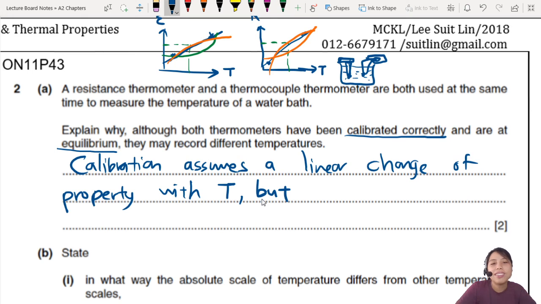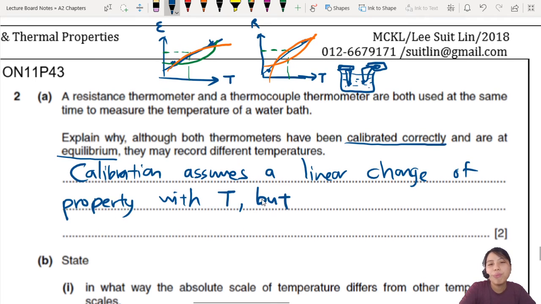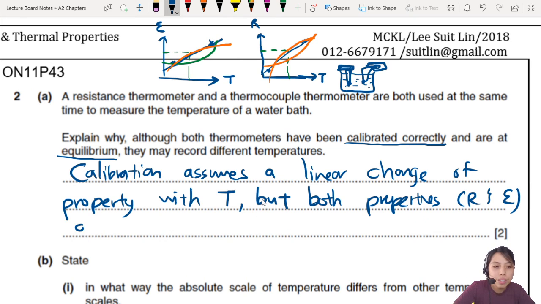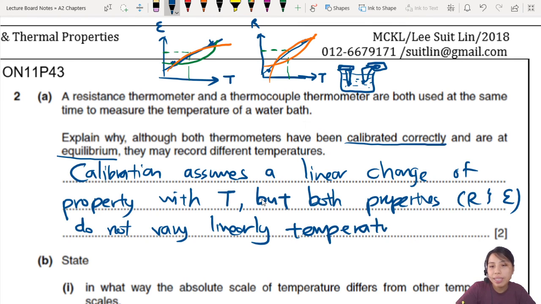But the reality is, as we saw in the previous video, EMF and R don't really change linearly with temperature. So you say that both properties, R and EMF, do not vary linearly with temperature. Just remember, in calibration we are assuming it's a linear change, but in real life, like the graphs that we showed you, it's not linear. Calibration assumes a linear change.